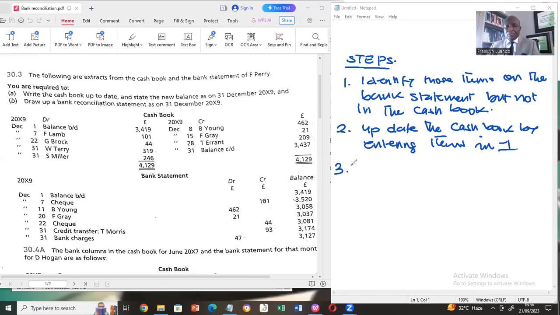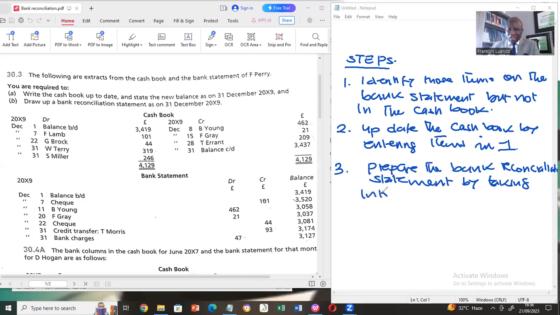Number 3, prepare the bank reconciliation statement by taking into account 1, the unpresented checks, and 2, uncleared checks.